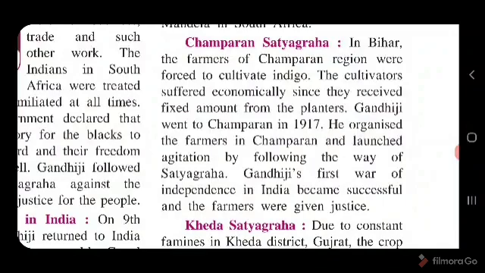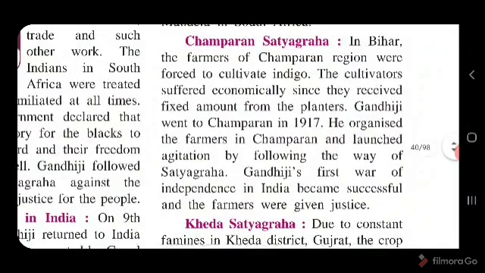The farmers of Champaran in Bihar were forced to cultivate indigo. Indigo means nil, nilicha utpadan. Okay, they received a fixed amount from the plantation owners. Gandhiji organized all the farmers and launched Satyagraha against plantation owners. He was successful and the farmers were given justice in the first Satyagraha.